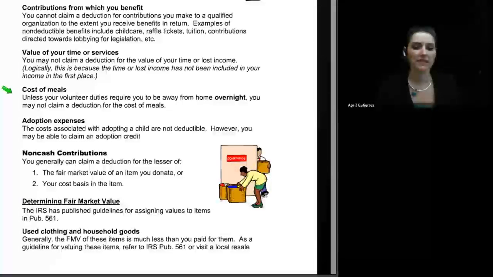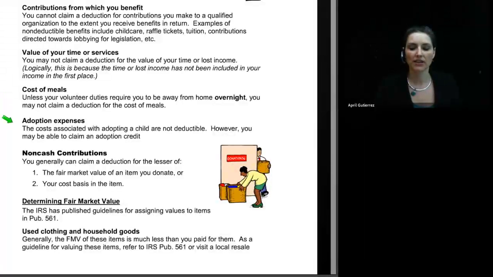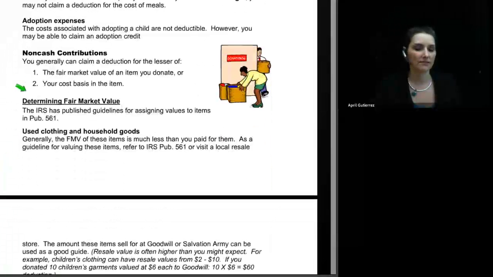Cost of meals. Unless your volunteer duties require you to be away from home overnight, you may not claim a deduction for the cost of meals. Adoption expenses. Costs associated with adopting a child are not deductible, but you might be able to claim an adoption credit. Next, we're going to look at some of the rules that apply to non-cash contributions.